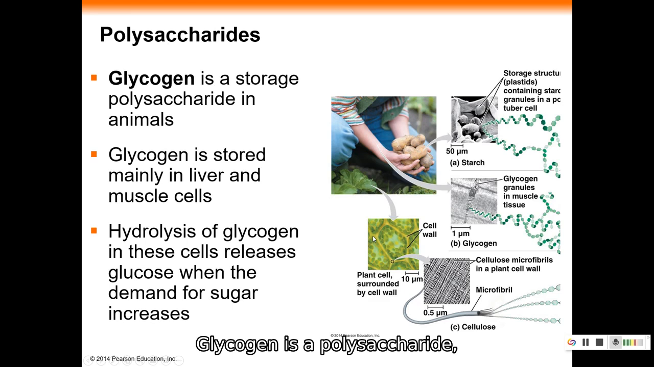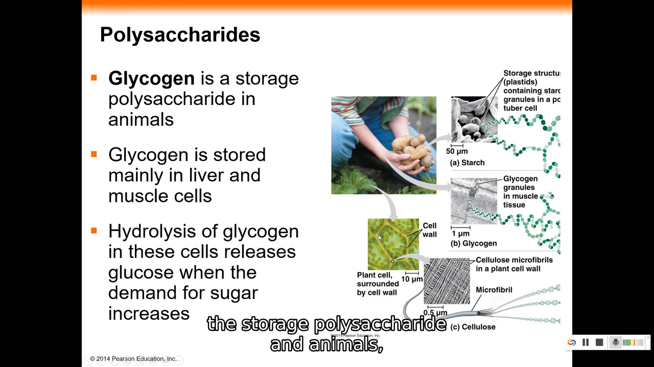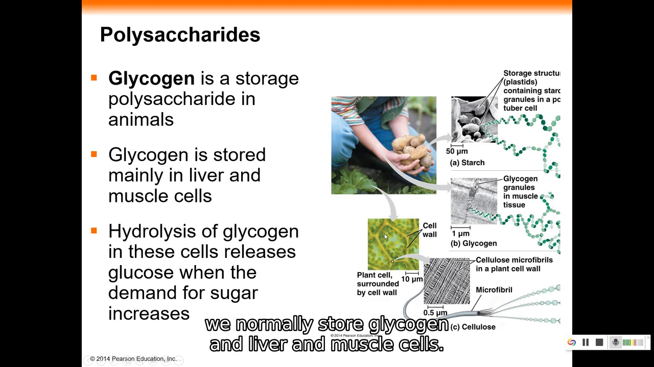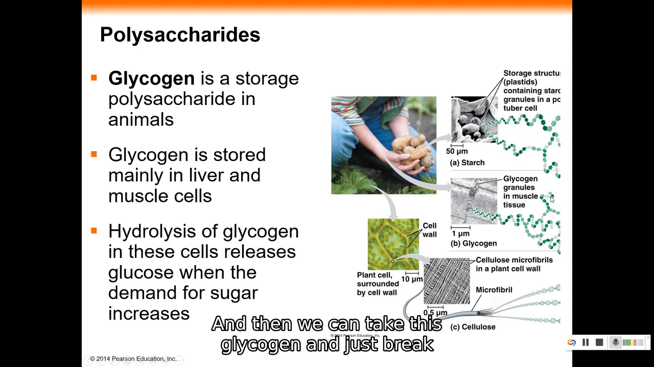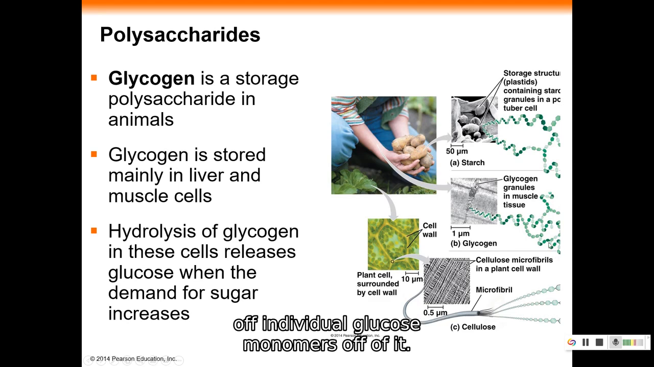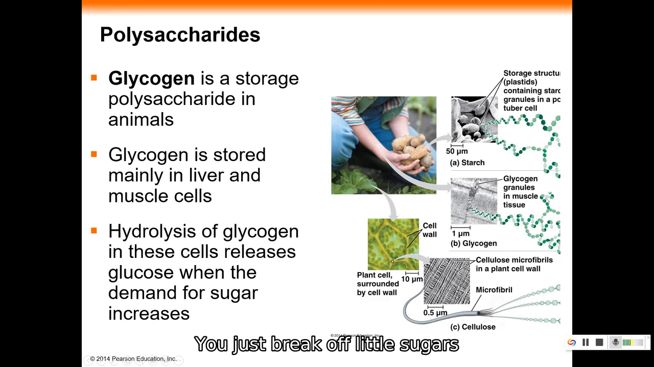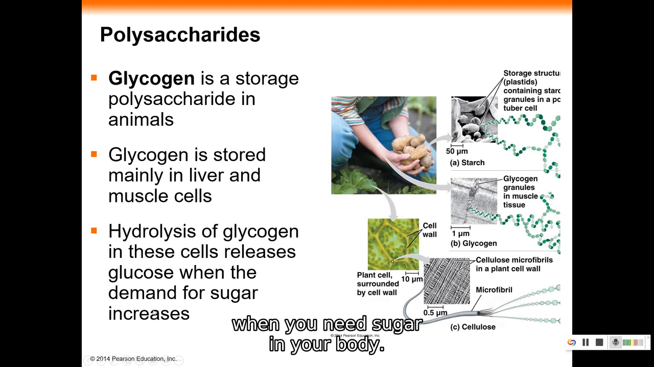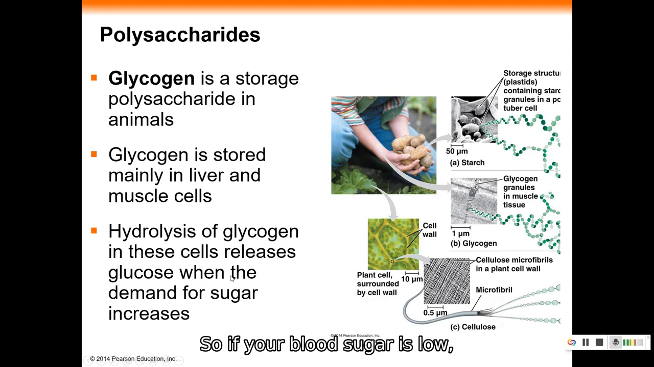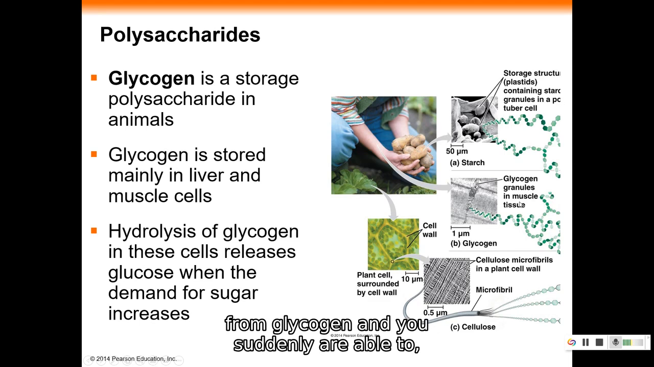Glycogen is a polysaccharide, the storage polysaccharide in animals. We normally store glycogen in liver and muscle cells, and then we can take this glycogen and just break off individual glucose monomers off of it. So you just break off little sugars when you need sugar in your body. So if your blood sugar is low, you haven't eaten in a while, you need some energy, you just break off little sugar from glycogen, and you suddenly are able to transport that sugar around your body.